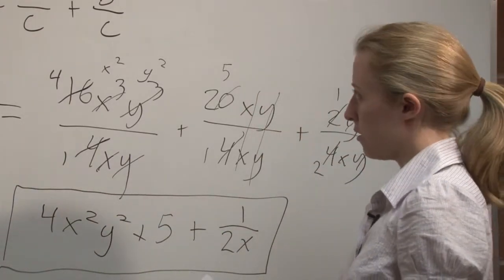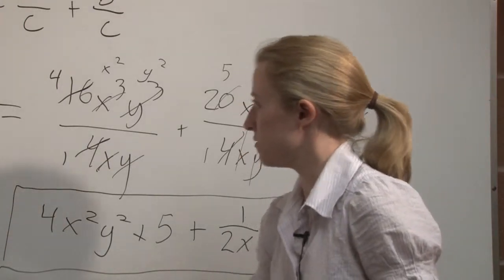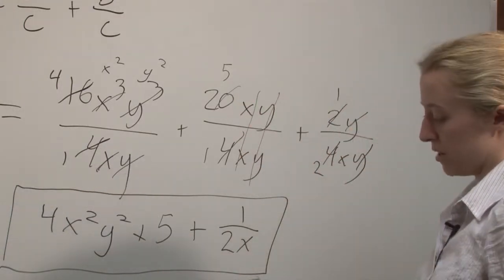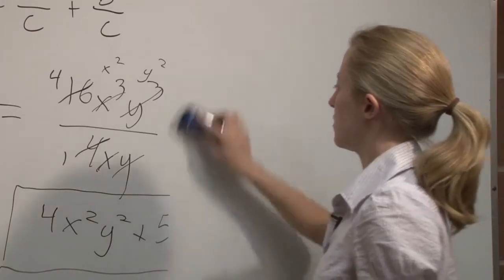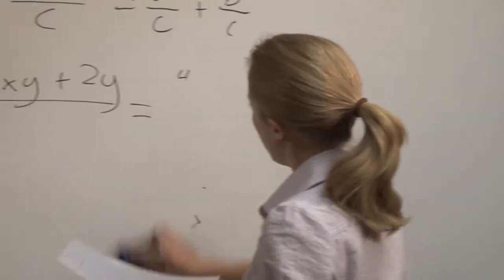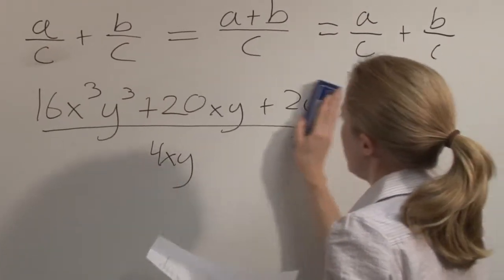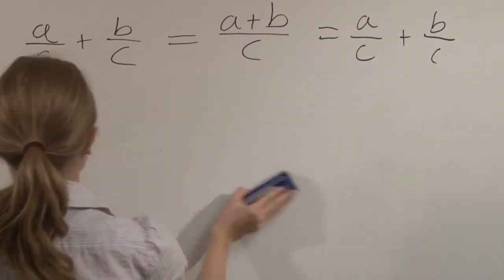So that is how you do polynomial division when you only have one term in the denominator. But if you have 2 terms in the denominator or more, then you won't be able to do this method.